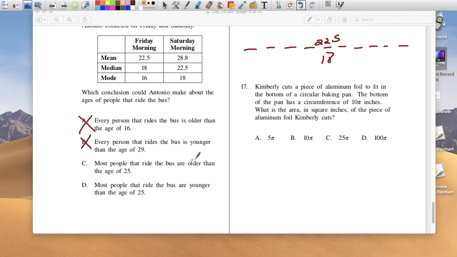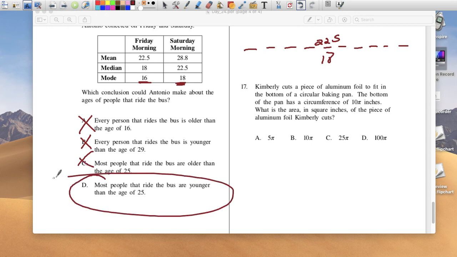So most people that ride the bus are older than the age of 25. Most people, no, not most people. Most people here were 16. Most people here were 18. So that's not it. Most people that ride the bus are younger than the age of 25. Yeah. Most people that rode the bus were younger than 25 on Friday, and most people that rode the bus were younger than 25 on Saturday morning. And I can say that because most is mode, right?